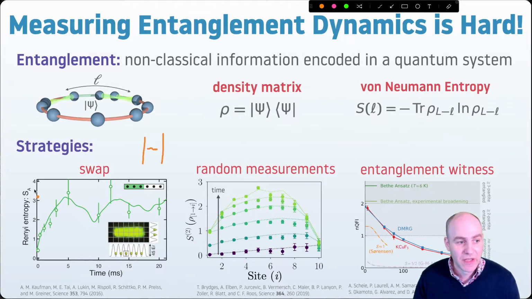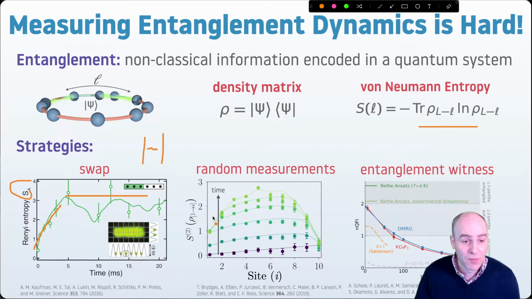He was able to do that to compute the second Rényi entropy, which is a slight modification of this von Neumann entropy, as a function of time for a system of rubidium atoms, bosons in a 1D optical trap, and was able to see this kind of linear growth of entanglement before saturation over here.